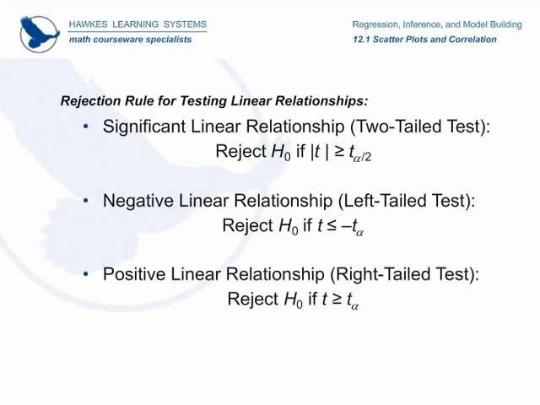Then we have our positive linear relationship, or our right-tailed test. We reject the null hypothesis if the t-value is greater than or equal to t sub alpha, which is our level of significance from our alpha score.